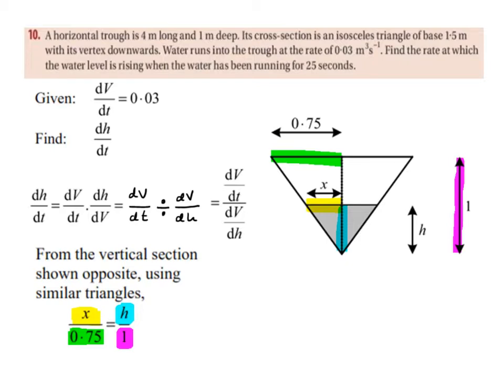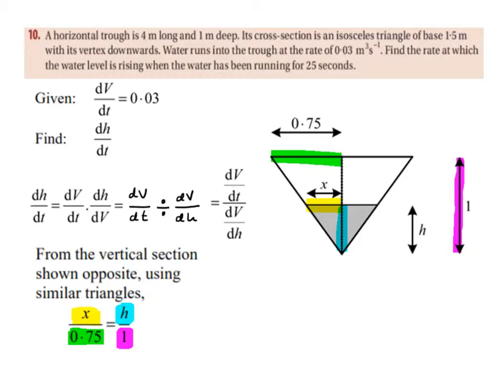And that's going to be divided by the corresponding side on the bigger triangle, which is going to be 0.75. And that's equal to the height of the smaller triangle, which is going to be h, divided by the height of the bigger triangle, which is going to be 1.